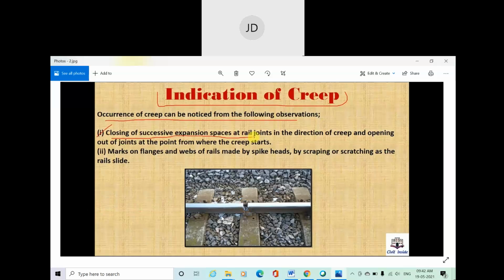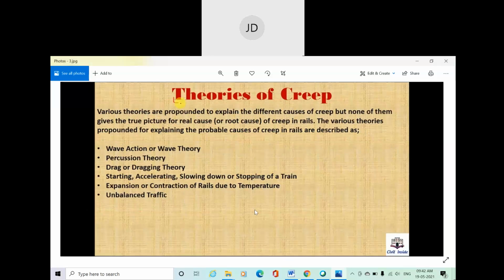Even here, in the drawing, you can see some scratch marks on the side of the rail. From there you can identify that there is a possibility of creep. Basically, creep is understood by different theories.